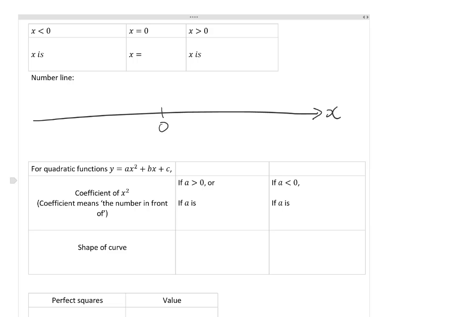Hi! In the last video, we discussed how to complete the square for quadratic functions. So today we are going to talk about the minimum or maximum value of quadratic functions. Before we start, please take a pen, paper, and calculator to take notes or start practicing by yourself.